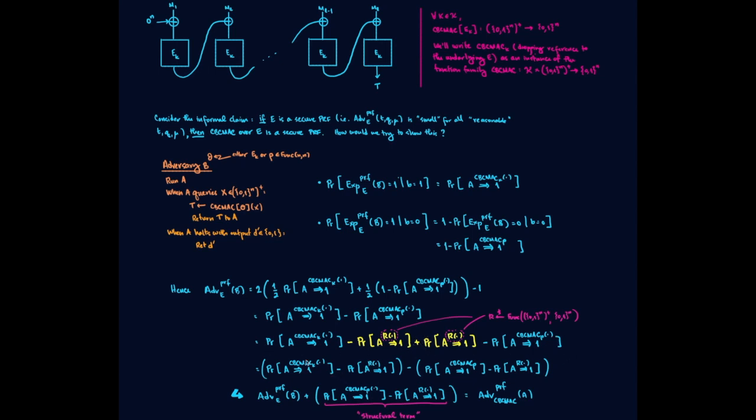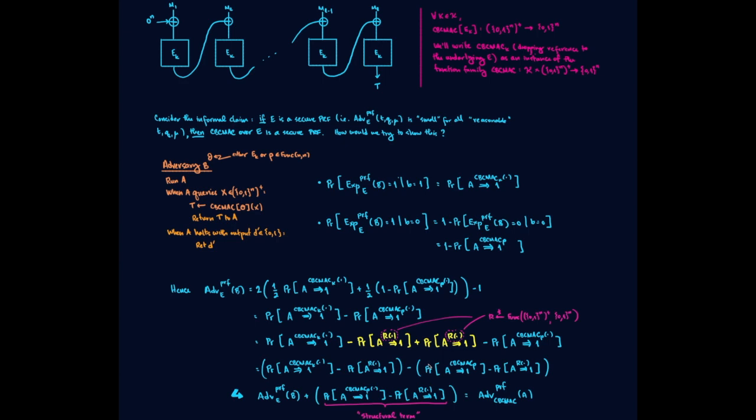Because what do we notice? The difference of these two is precisely A's PRF advantage in attacking CBCMAC, because A is supposed to be good at distinguishing CBCMAC from a big random function. So this is precisely the PRF advantage of A in attacking CBCMAC. So that's good. So we've at least tied together B's advantage in attacking E with A's advantage in attacking CBCMAC. We've got this extra piece here.